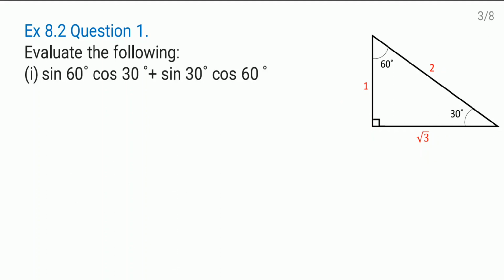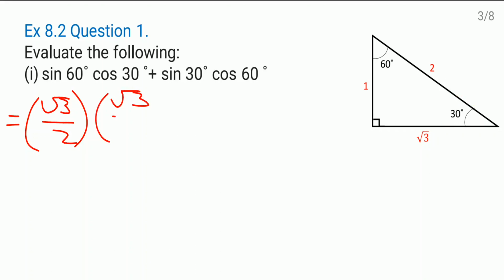Okay. Now here sine 60 degree. Look at this 60 degree here. Sine means what? Opposite by hypotenuse. Correct. So here I'll write down first root 3 by 2. Then cos 30 degree. Look at this one. Cos 30. Cos means adjacent by hypotenuse. Right. So here I'll write down adjacent by hypotenuse root 3 by 2 plus sine 30.